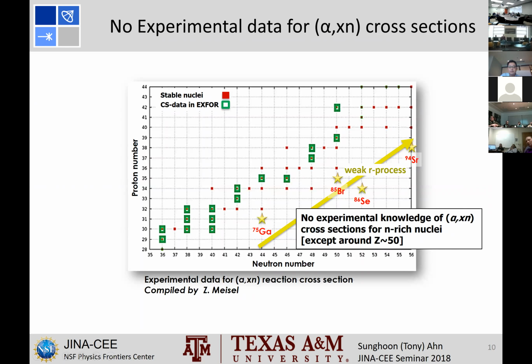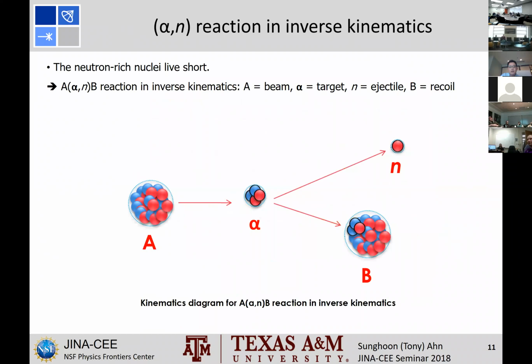So it is very important to perform the measurement of the alpha-n cross section. However, it is very difficult because the neutron-rich nuclei are very short-lived, and we cannot use the isotope as a target. Instead, we have to use the isotope as a beam and alpha as a target, which is called the alpha-n reaction in inverse kinematics. So we measure the neutrons and recoils as outcome to measure the cross section of the reaction.